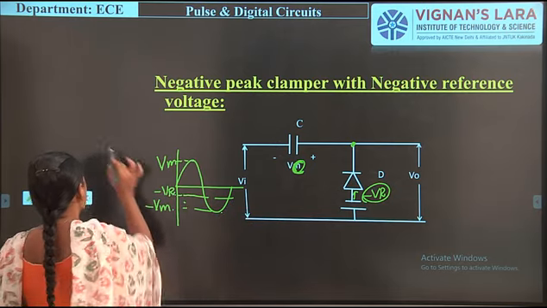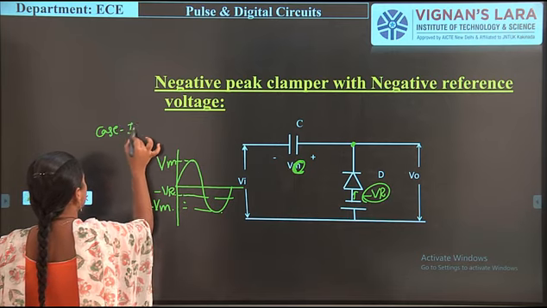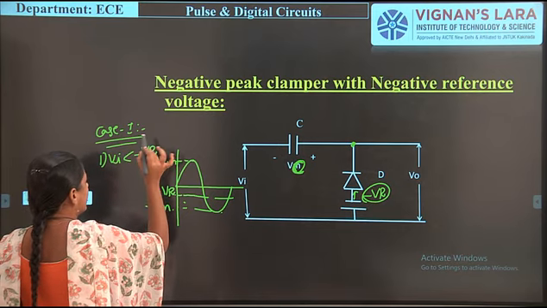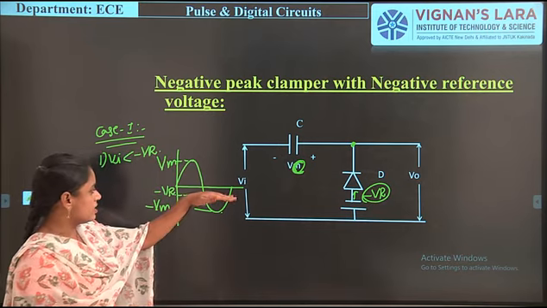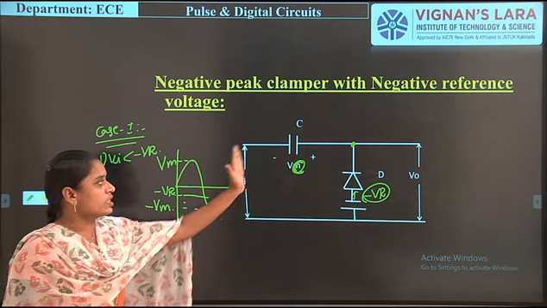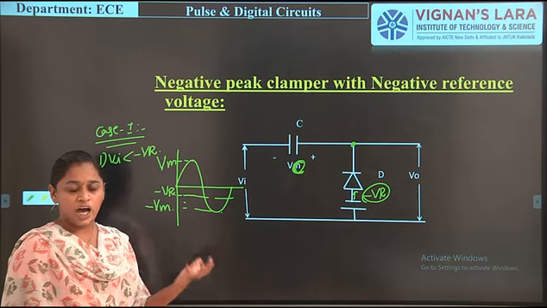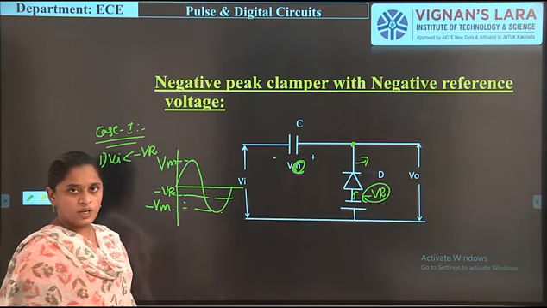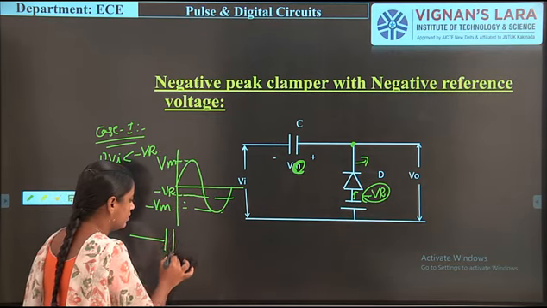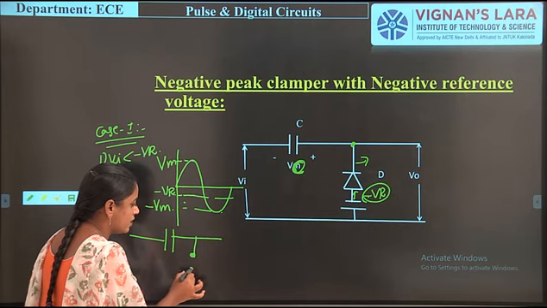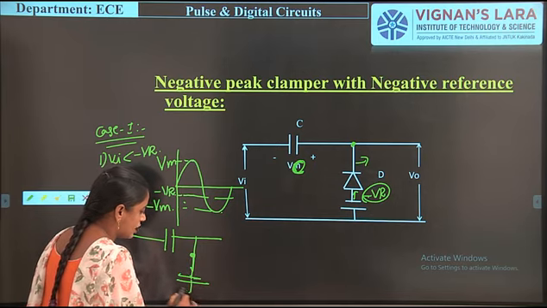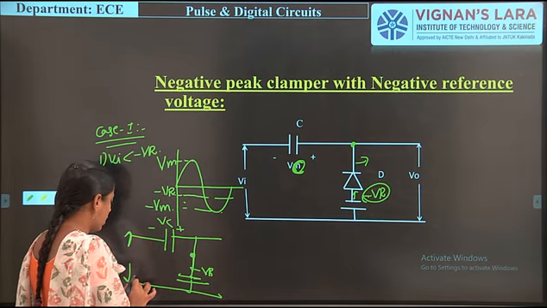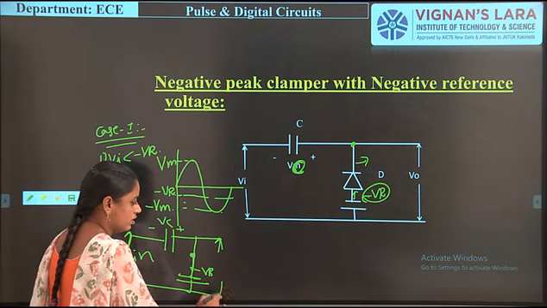Case 1: when the input signal Vi is less than minus Vr, this direction of the signal passes through the circuit. The diode is in on condition, because the cathode voltage is less than the anode voltage. The circuit will be like this: the diode is replaced with a short switch, and we apply the reference voltage minus Vr. Here the capacitor voltage is Vc, the input is Vi, and the output is V naught.